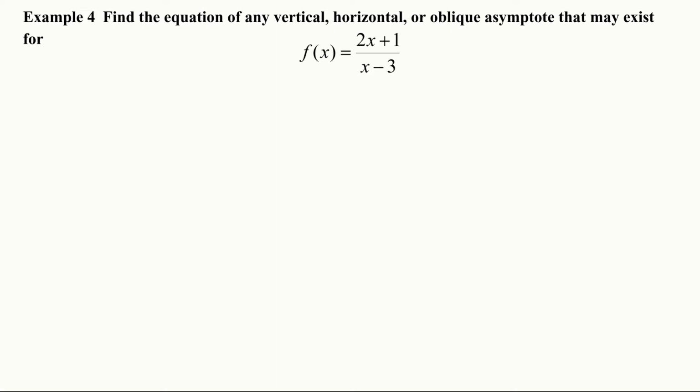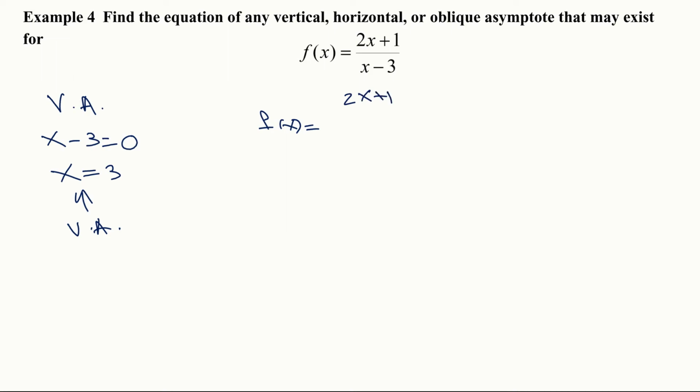Now we'll take care of the vertical asymptotes, which are the easiest ones. Just set the denominator equal to 0 and solve. So there it is. This is going to be our vertical asymptote at x equals 3. For the horizontal asymptote, we go ahead and divide top and bottom by the highest power of x.